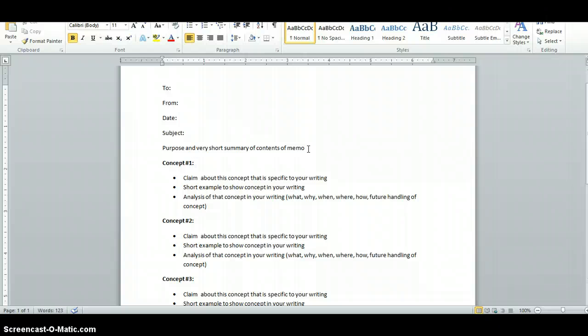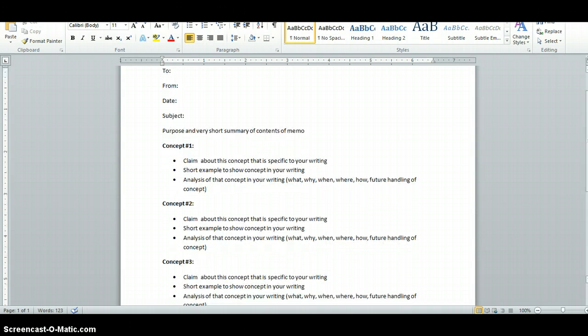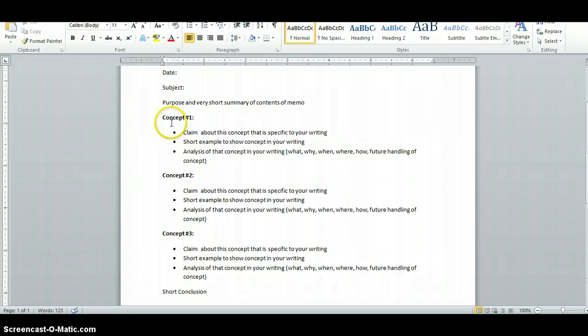Explain why squirrels should be exterminated from the face of the earth. Something like that that pertains to this assignment. And a very short summary of the contents of the memo. In this memo, I will explore concept 1, concept 2, and concept 3. So you want to make it very, very clear what you're going to be talking about so readers know what to expect.